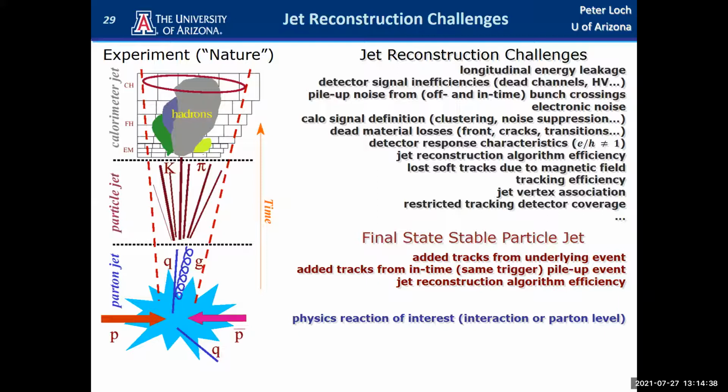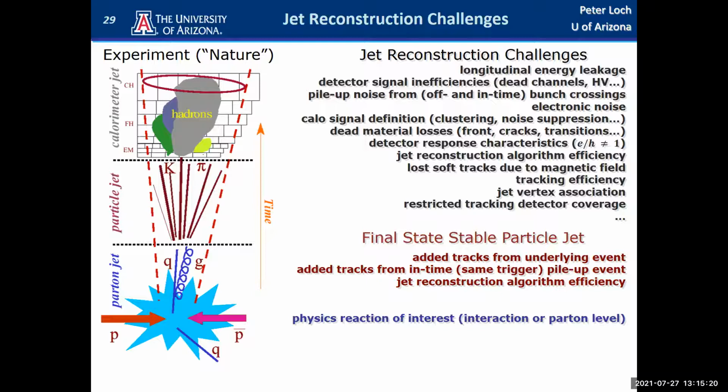An important thing is how you actually define the signal you want to get out of your calorimeter. We will come to this a little later. Then you have dead material losses, of course, as I mentioned, then the response characteristics, the non-compensating features of the calorimeter. Also in the detector, we have jet reconstruction algorithmic inefficiencies. We lose soft tracks. There's tracking efficiency in general that we need to take into account, because we often combine tracks with jets, or we use particle flow objects right away, which are the combination of calorimeter signals and tracks.